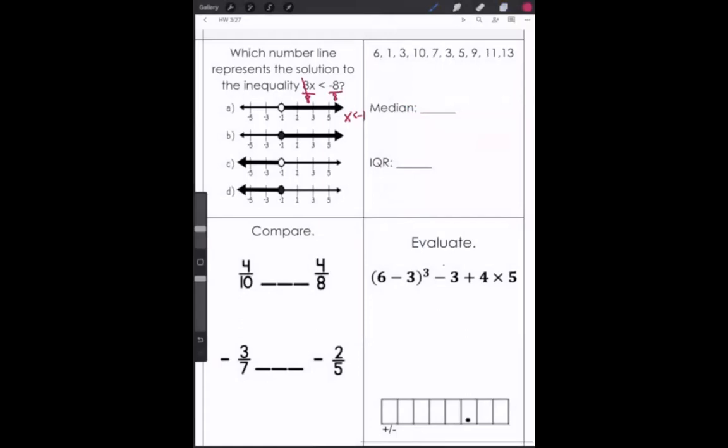No line, no mouth guard. So we're going to get rid of B and D because they have the wrong kind of circle. And then remember, this is kind of like a little arrow and it's pointing to the left. So we would not want this one because it's pointing to the right. So that's answer choice C.